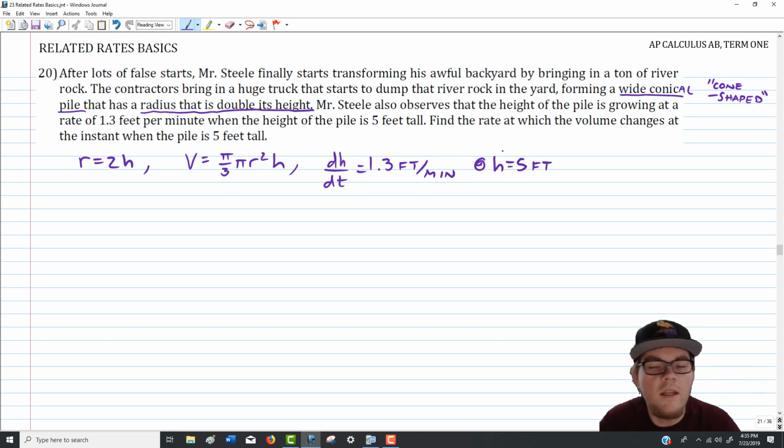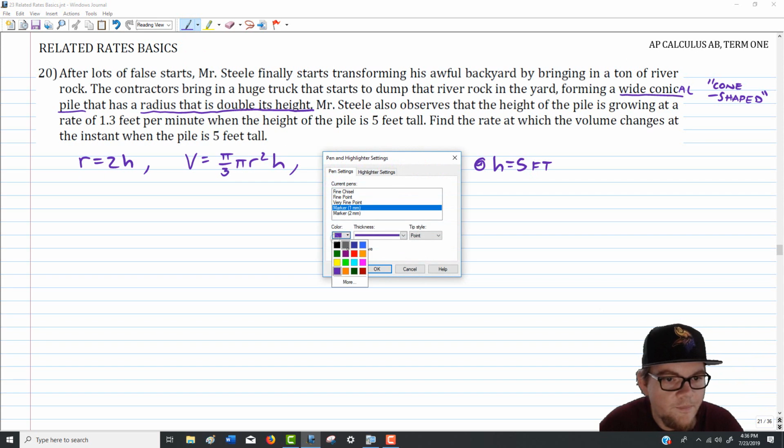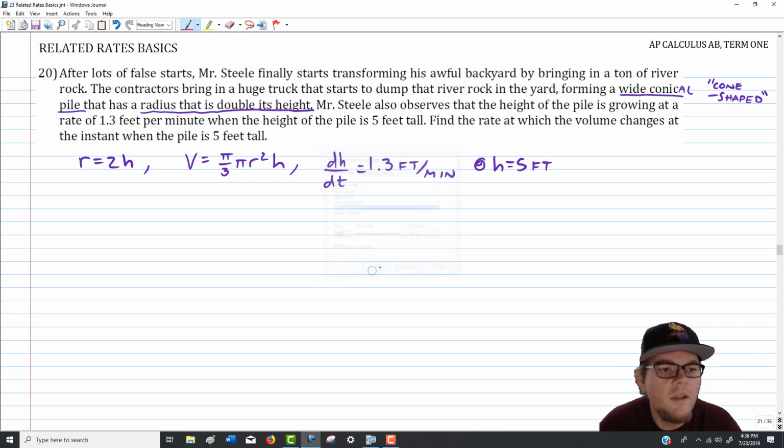So look at that, just reading straight out of the problem, one after another, drawing all that info out. Finally, we are tasked with finding the rate at which the volume changes when the pile is 5 feet tall. So actually a pretty standard question. And the thing that makes this problem a little bit nicer than the previous one is that they actually gave us our similarity statement right away. It might not have jumped out at you right off the bat, but by telling you that r is equal to 2h, that the radius is twice as large as the height, meaning that this cone-shaped pile is fairly wide.